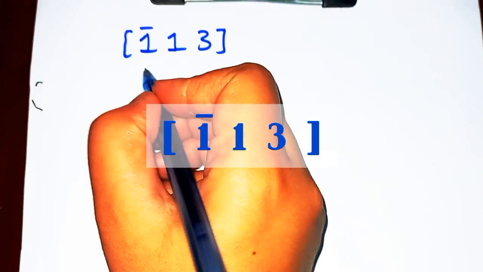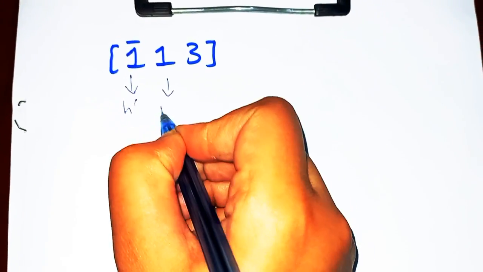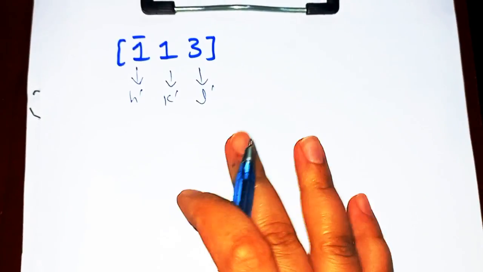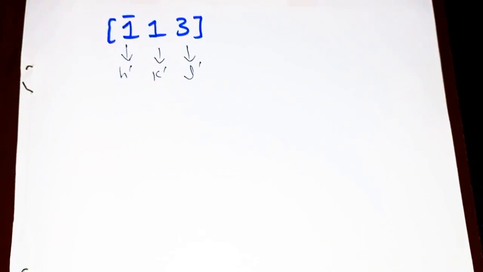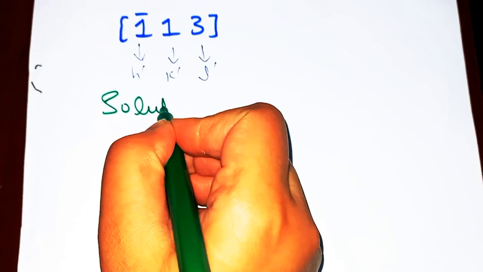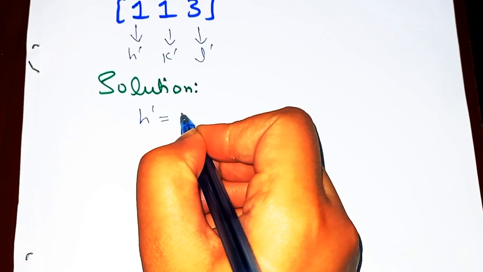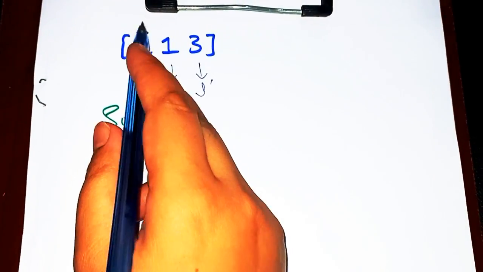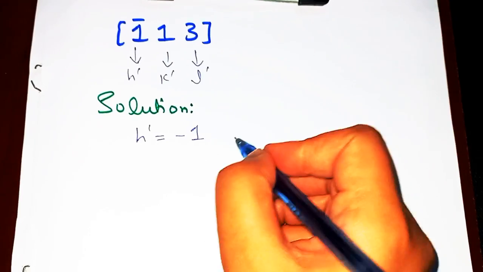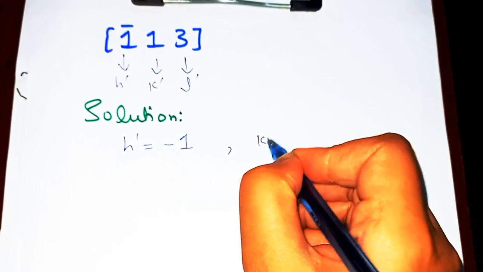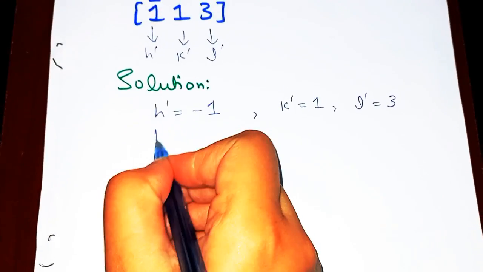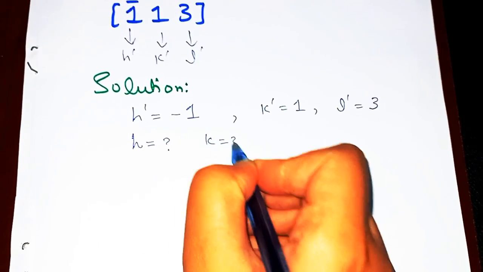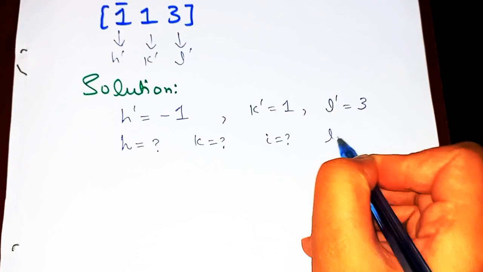Secondly, we have this set. This is h prime, this is k prime, and this is L prime. These are the Miller indices. Now let's convert them into Miller-Bravais indices. So let's officially start the solution. We have h prime equal to minus 1. This has a bar over it, so it shows that it's negative. Next we have k prime equal to 1. Next we have L prime equal to 3. And we need to calculate h, k, i, and L.